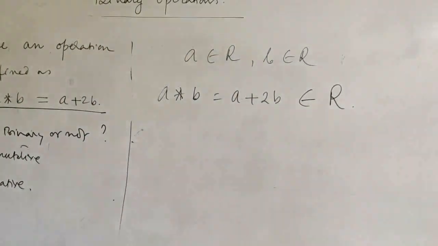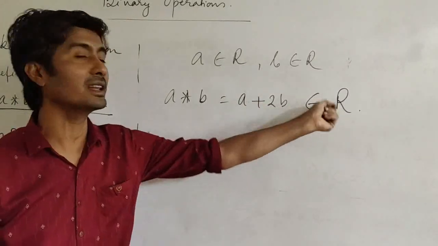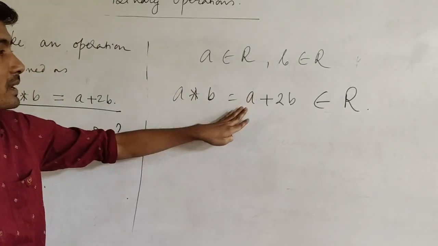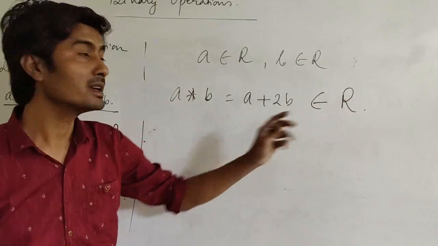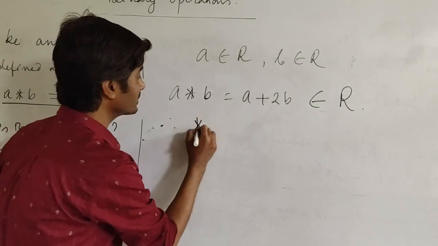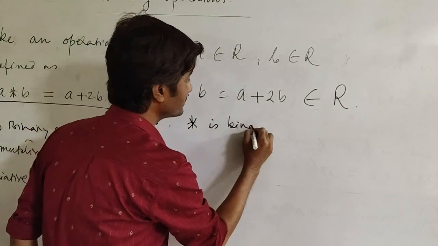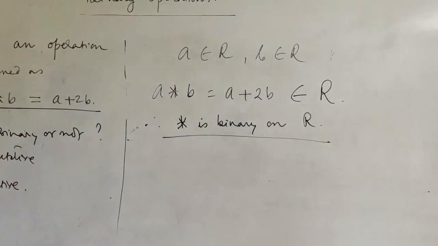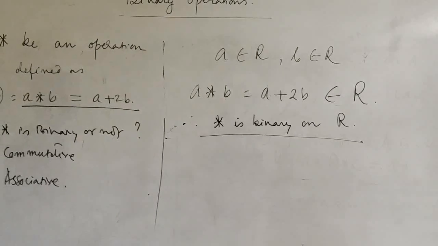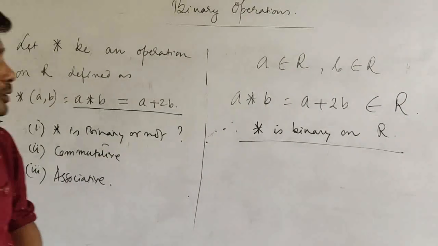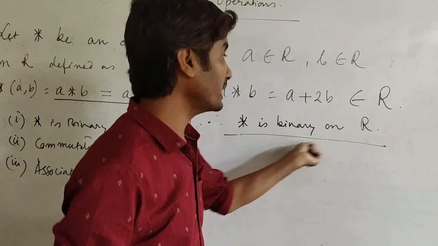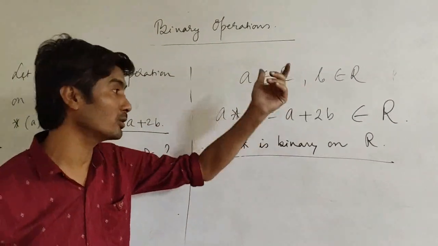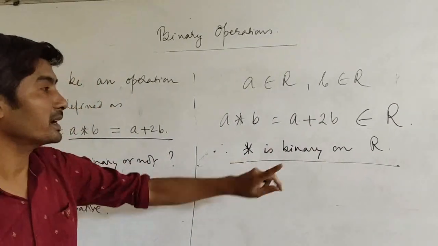It is obvious that this sum A plus 2B is again a real number, irrespective of the values of A and B. You take any value of A and B, you will notice that A plus 2B will always be a real number. Therefore, star is binary on R. So this part is done. I think you have got the point how we can verify whether star is binary on R or not.